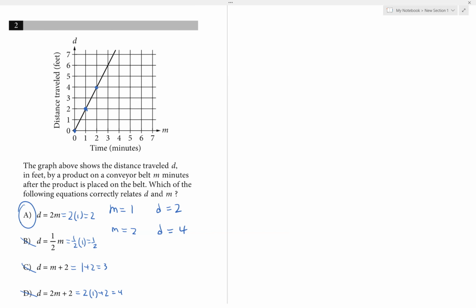And A makes sense because we said as the m value increased by 1, the distance traveled increased by 2. So that's like the slope, that's a rate of change. So here we have d equal to 2m, and the slope is the number in front of m, so that's 2. Again, A should be our final answer for this question.